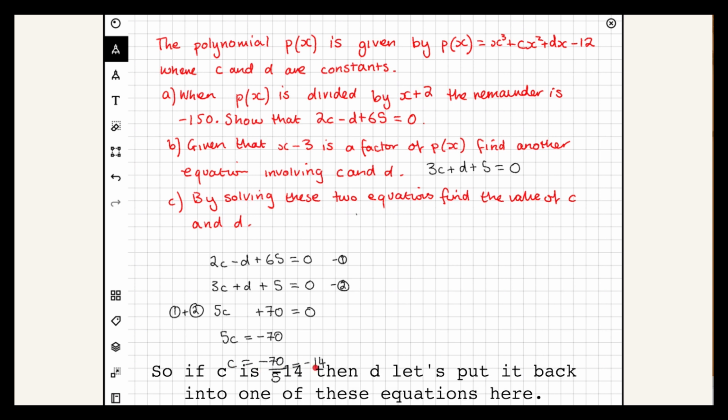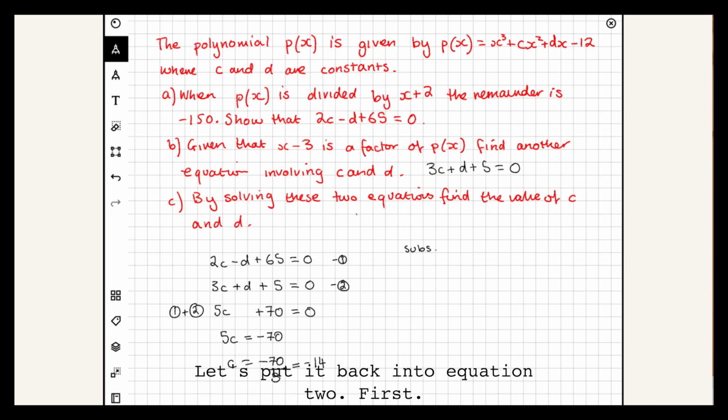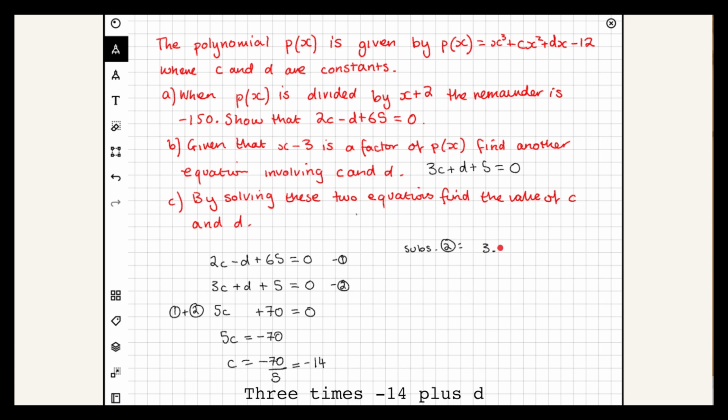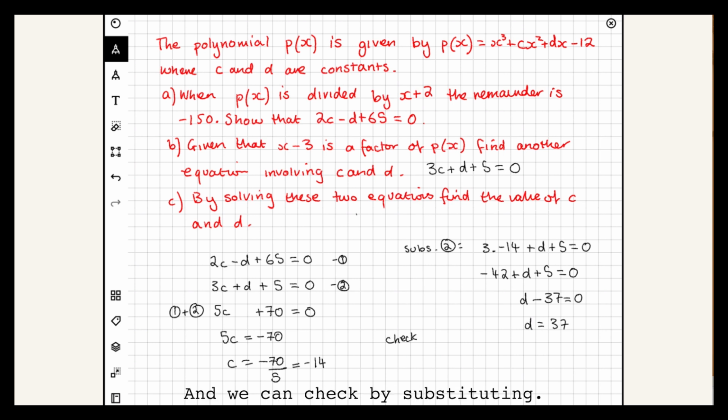So if c is minus 14, then for d, let's put it back into one of these equations. Let's put it back into equation 2 first. 3 times minus 14 plus d plus 5 is 0. 3 times minus 14 is minus 42 plus d plus 5 is 0. Group these together, we end up with d minus 37 equals 0. So d equals 37.